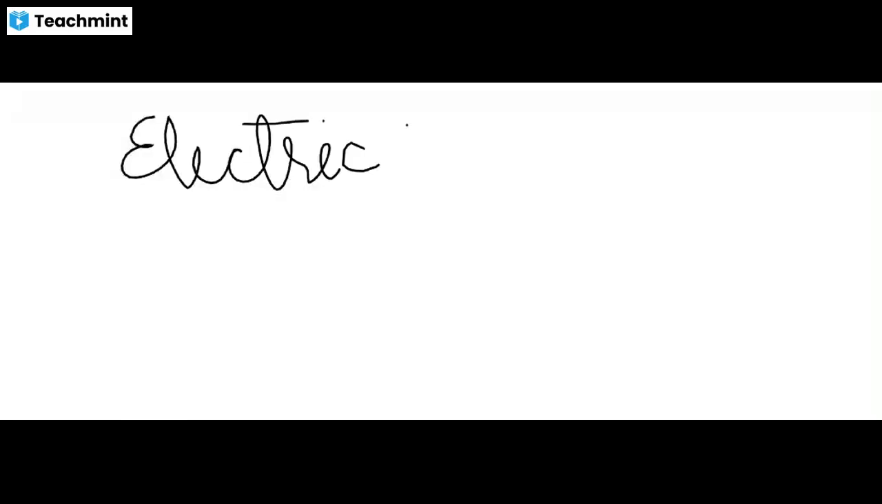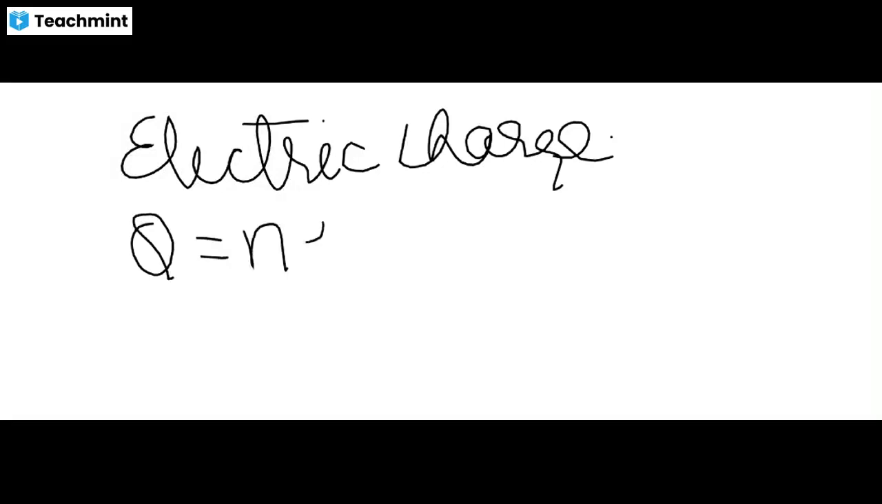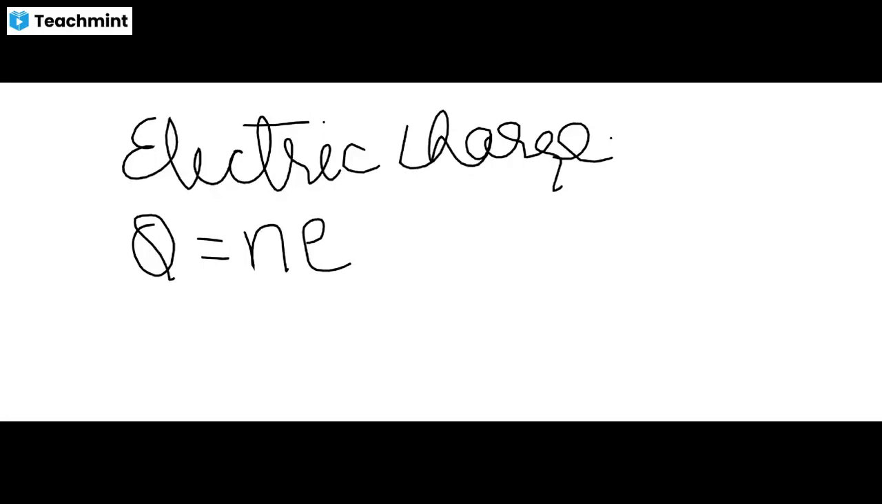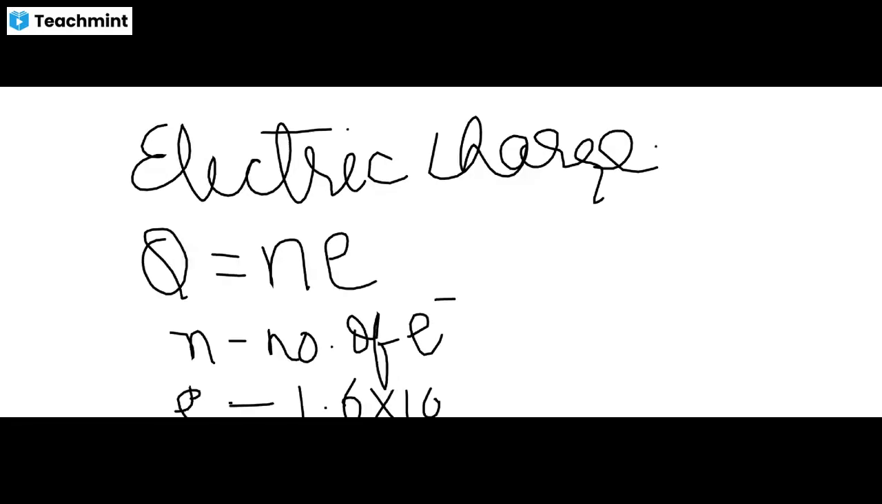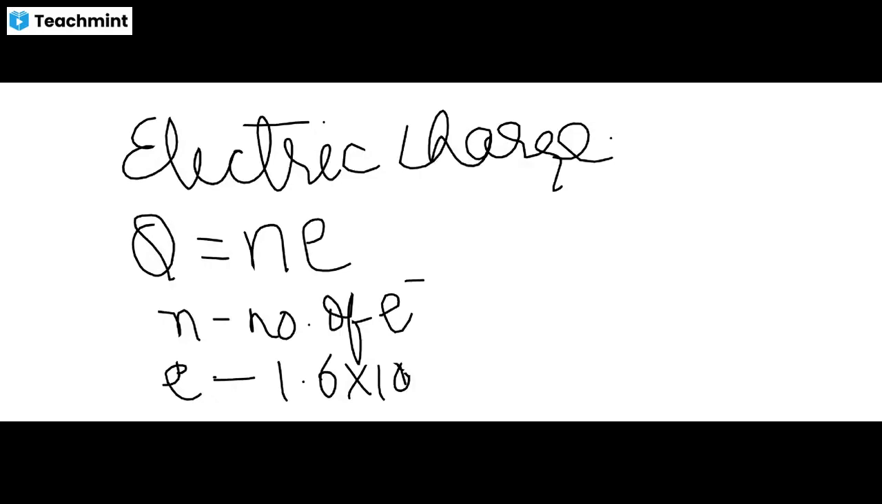Okay, so first we'll discuss electric charge. We have positive and negative charges. Usually we use the formula Q is equal to N E, where N is the number of electrons and E is the charge of an electron. Can you tell me what is the charge of an electron? 1.6 into 10 to the power minus 19 coulomb.